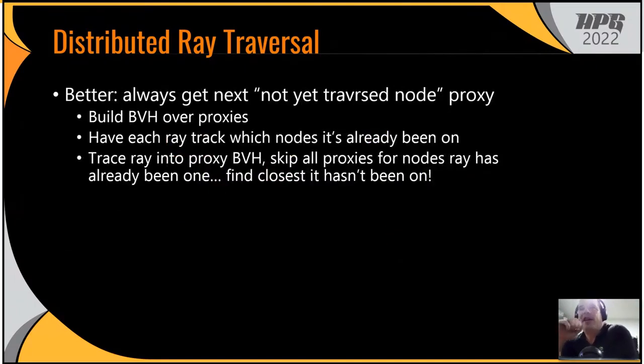So what we eventually ended up doing is we have each ray track which nodes it has already been on, and there are 2 methods in the paper where we talk about how you can do that. Then we build a BVH over these proxies and trace the ray into it, and every time we trace, we always find the first proxy that is on a node that we have not yet been on. So we basically disable all the nodes with any hit program that we've already been on and find the closest one we have not.